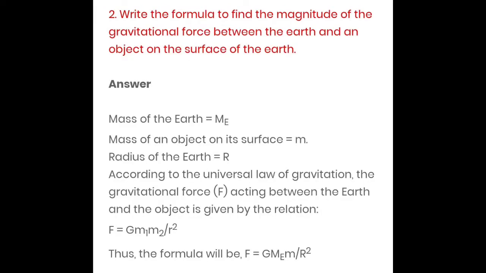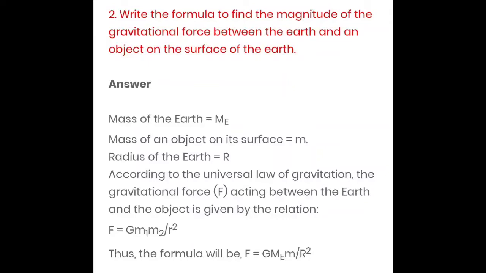See the second question: Write the formula to find the magnitude of the gravitational force between the earth and an object on the surface of the earth. Let us consider the mass of the earth is me, the mass of an object on the surface of the earth is m, and the radius of the earth is capital R.